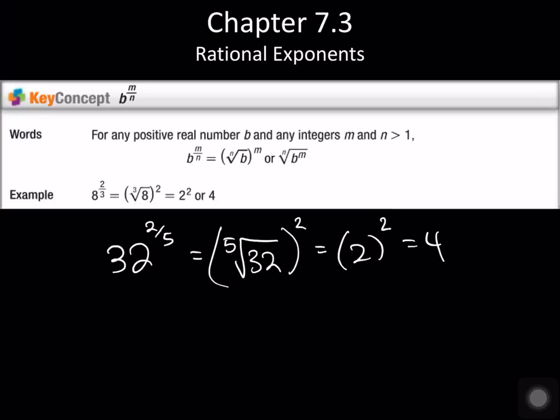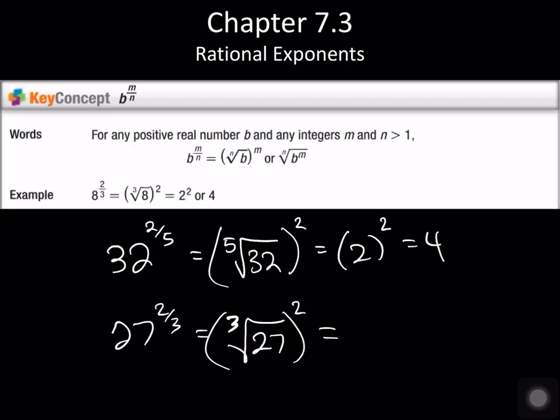Let's go 27 to the 2/3 power. So again, the 3 is on the bottom, so that's my root: cube root of 27. And then that whole thing has been raised to the power on top, which is 2. And so then we could evaluate. The cube root of 27 is 3, and then that whole thing is squared. 3 squared is 9.